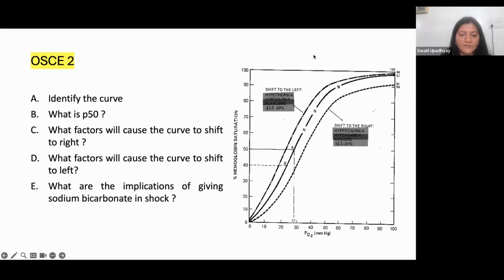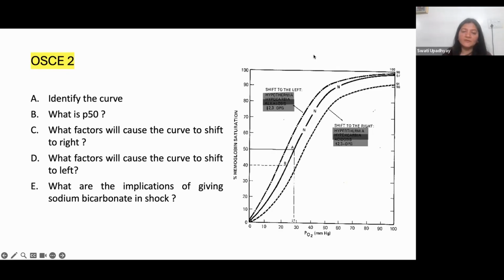Paradoxical acidosis, intracellular acidosis, correct. So what are the implications if we look at this graph? Intracellular acidosis and decreased shift to left. Very good. Cardiac function will be better. Left shift. Yes, I think Dheeraj, you are right.